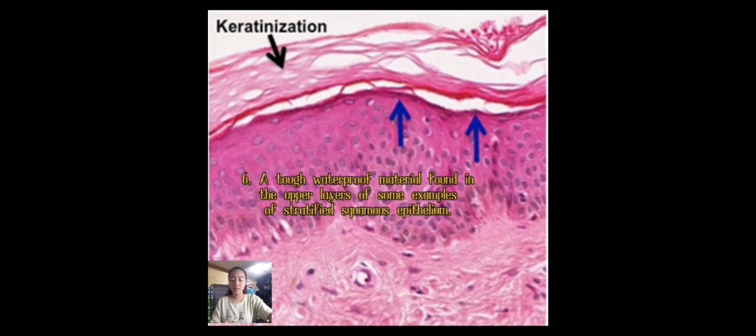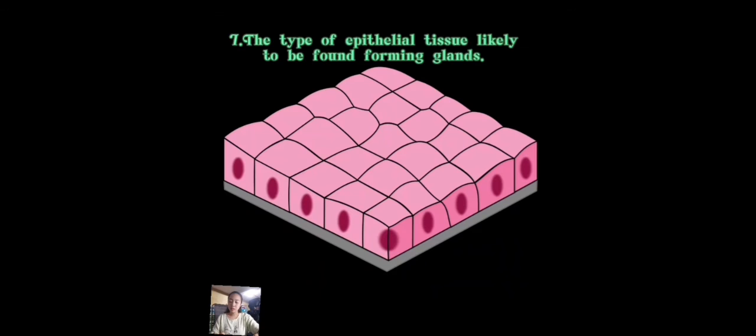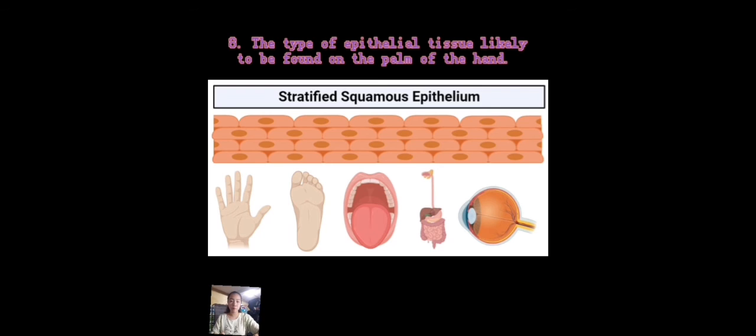Next question is, a tough waterproof material found in the upper layers of some examples of stratified squamous epithelium. So the answer here would be keratin. These are what we call the dead skin cells. The next question is, it is a type of epithelial tissue likely to be found forming glands. So the answer here is cuboidal.